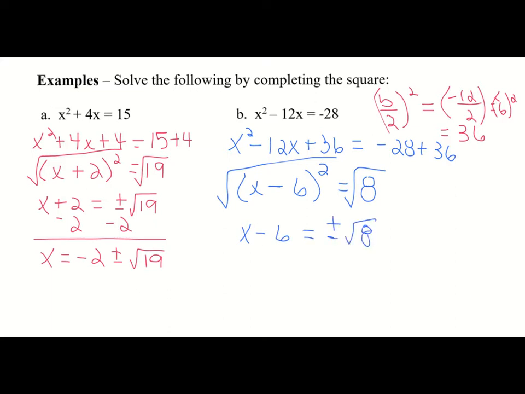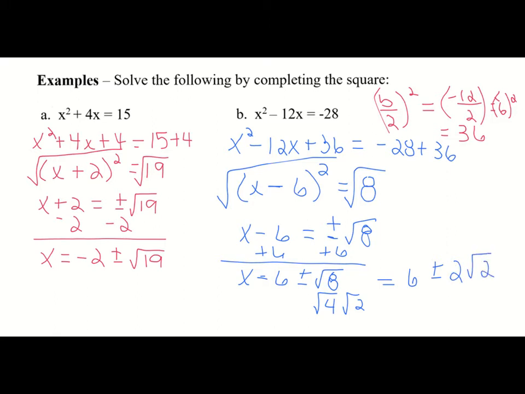And then we will add 6 to both sides. So now we have x is equal to 6 plus or minus the square root of 8. And then one thing we should do is that radical, the square root of 8, we can break it down into the square root of 4 times the square root of 2. So our final answer will be 6 plus or minus 2 square root 2. And that 2 came from the square root of 4. So you do want to break it down if you can.